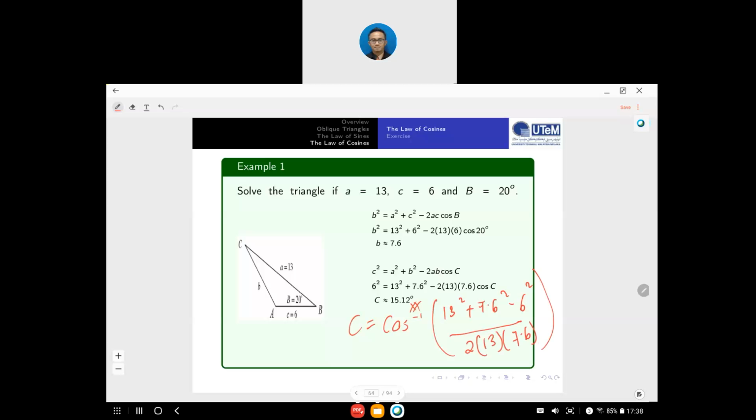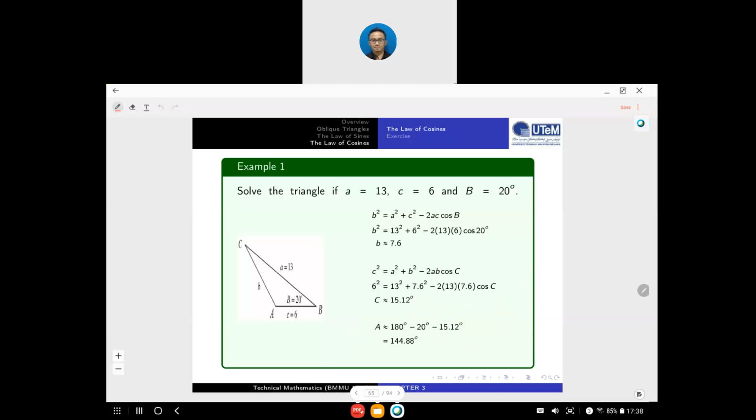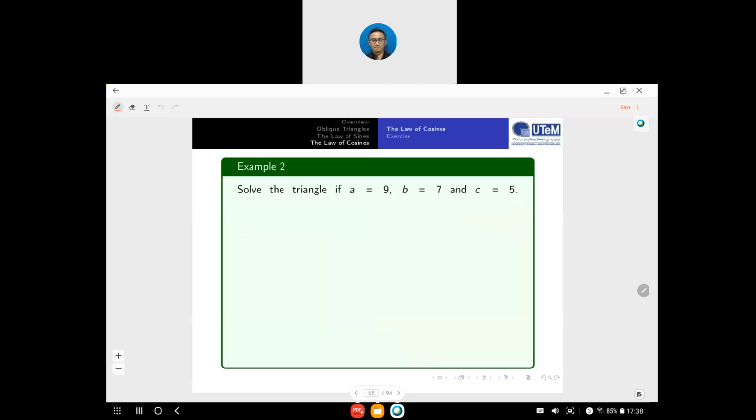degrees. And also same thing, you can get A. For A, we use the summation of angles in a triangle equals 180. So 180 minus 20 minus 15.12, you can get 144.88. That's the solution for example 1. Now let's look at example 2.